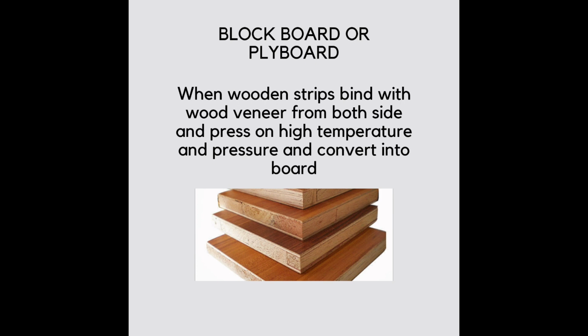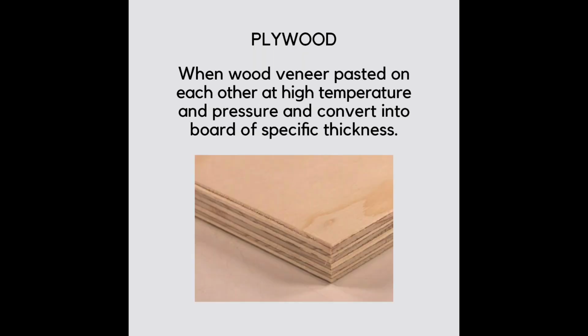When wooden strips are bound with wood veneer on both sides and pressed at high temperature and pressure. Plywood: when wood veneers are pasted on each other at high temperature and pressure and converted into a board of specific thickness.